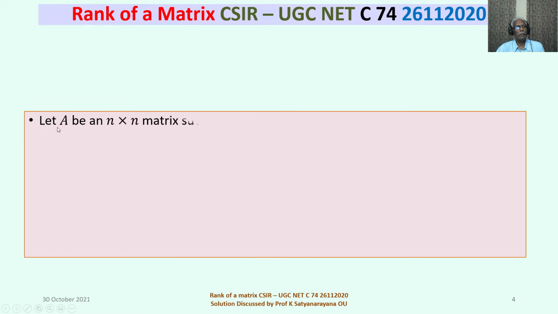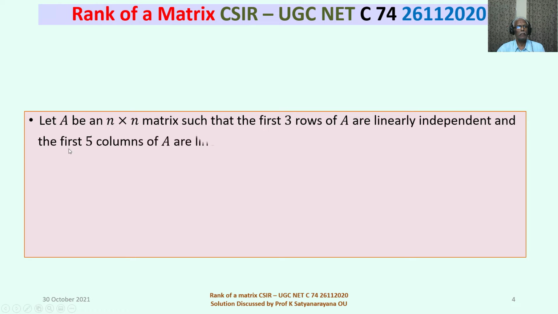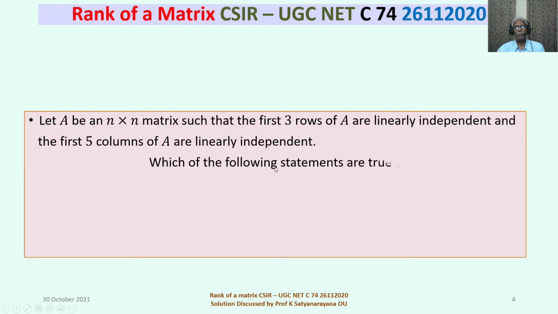The problem is: let A be an n by n matrix such that the first three rows of A are linearly independent and the first five columns of A are linearly independent. Which of the following statements are true?